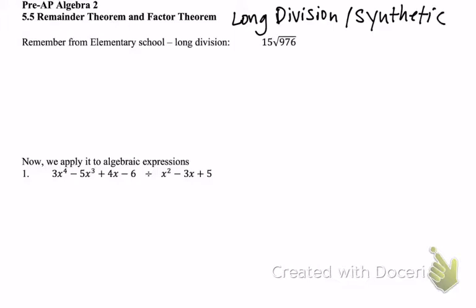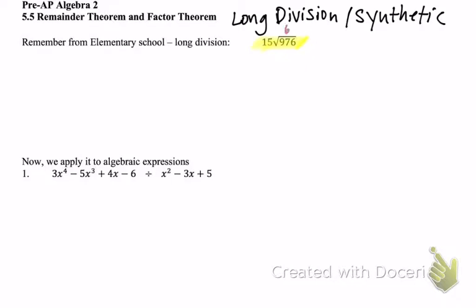So if you recall from elementary school, you have long division. So you would write it where the larger number is under the radical and then the smaller number is out to the left. And so if you want to divide 976 by 15, you look at the first two numbers, and so 15 will go into 97 about 6 times.